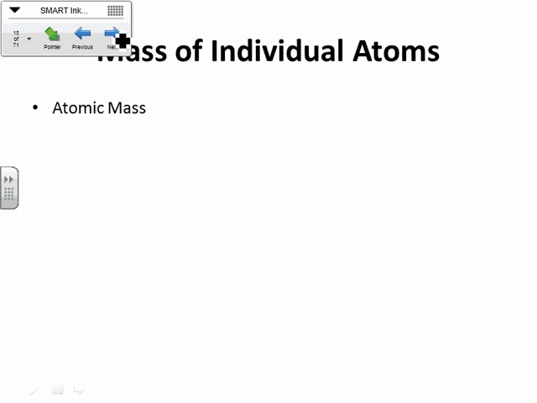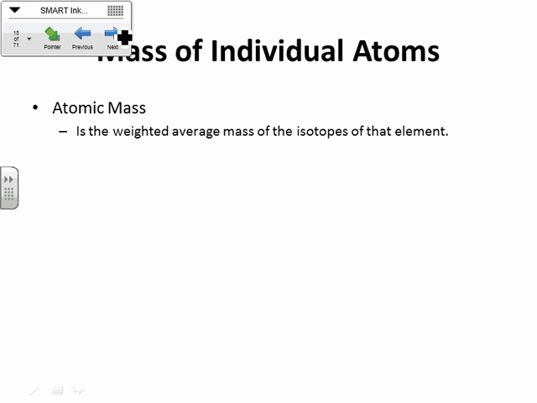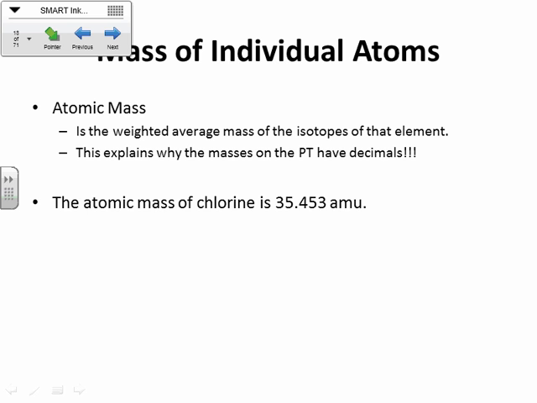All right. So, now we're getting to the reason that the masses on the periodic table are decimals instead of whole numbers. Because it seems like if we're just adding up the number of protons and neutrons, then those numbers on the bottom should be whole numbers, not decimal numbers. Okay? But they are decimals. And the reason why is because it's the weighted average of all the isotopes of that element. Okay? So let me give you an example of that.